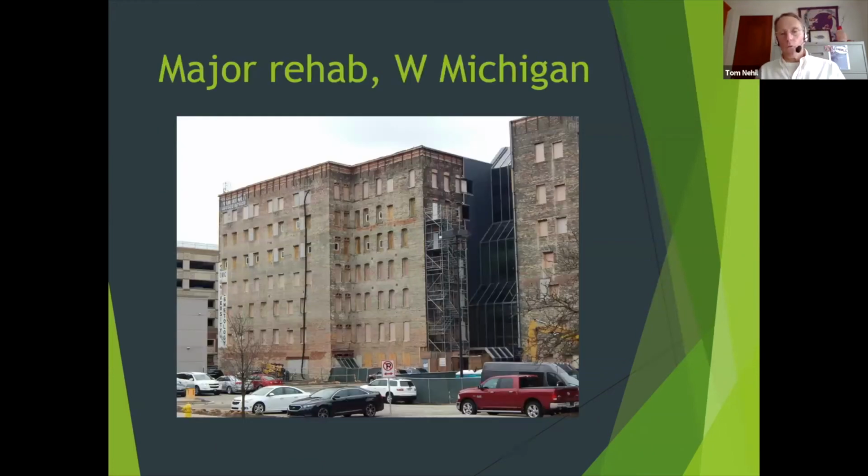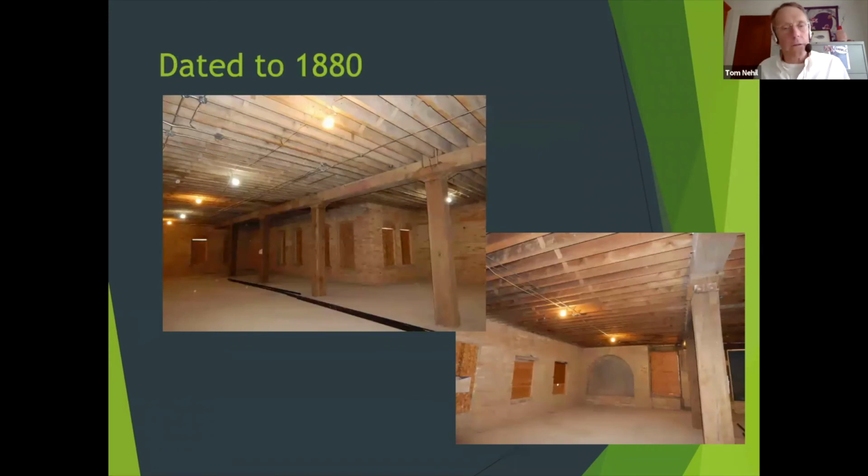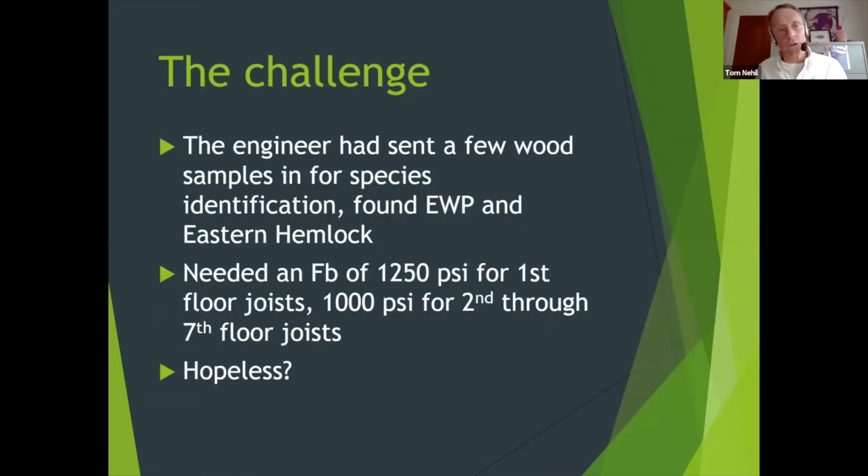So let me give you one more case study. And this was a major rehab here in Grand Rapids, 50 Monroe. This is an older picture when they were just getting started, had just stripped off all the metal siding to expose the brick. This was an 1880 building, and it's one of those combinations of heavy timber and then dimension lumber joists. And their challenge was that they'd gone through and done a little testing.